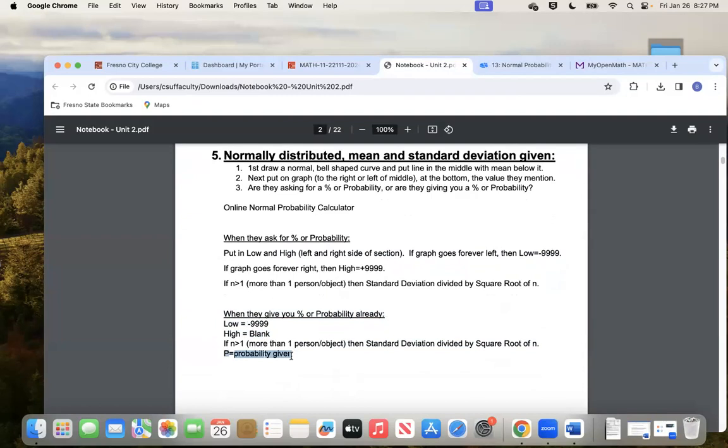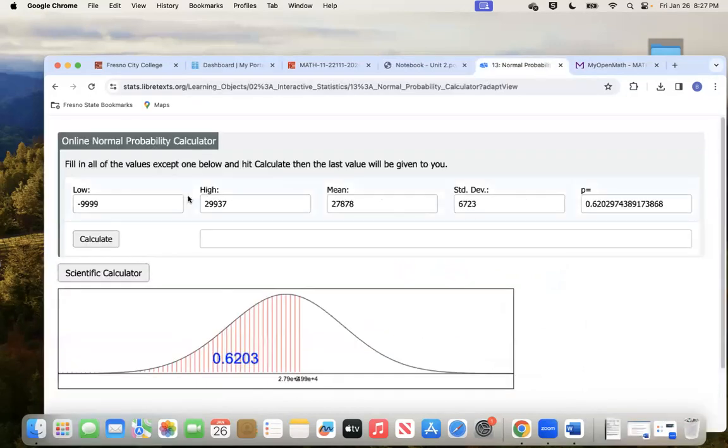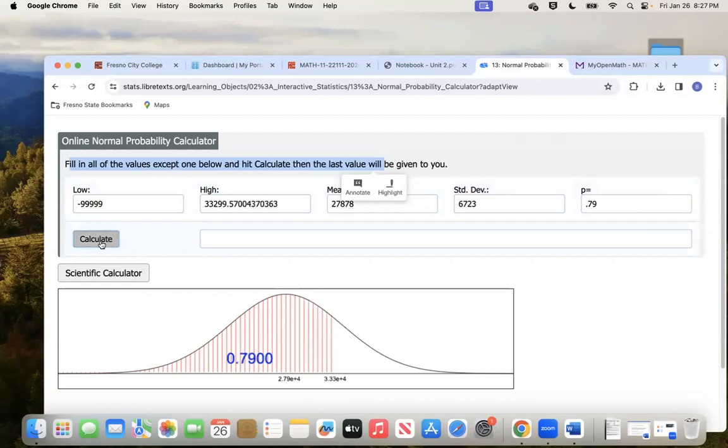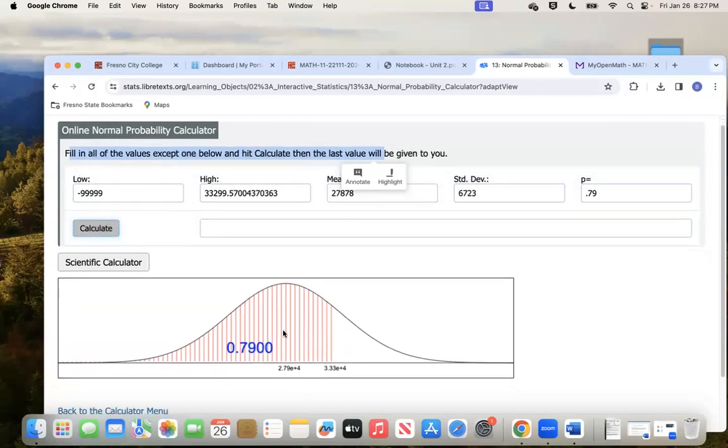Okay. So we go to the calculator. We erase what I did last time. I'm going to leave the mean and the standard deviation. That's still there. So the low is negative, a bunch of nines, you do 5, 6, 9. It doesn't matter. Leave the high blank. And the P, what was that? 0.79, right? 79th percentile. See how we can leave the high blank? It's what it says up here. You can just leave one blank and hit calculate. It'll calculate. Boom, there's the high. See, it shows that 79. There's the high, 33,299.57. Rounded to the nearest dollar, that's 33,300.